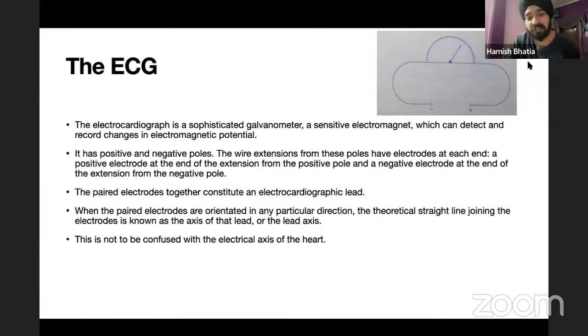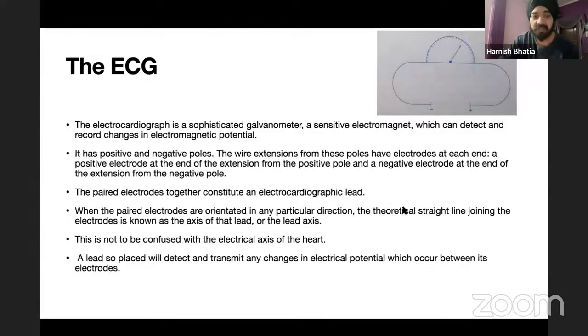So this is not to be confused with the electrical axis of the heart. The heart has its own electrical axis, which is different. So a lead so placed will detect and transmit any changes in the electrical potential which occur between its electrodes. So between these electrodes, whatever changes in the electrical activity happen, like it happens in the heart, which we saw in the last class, those will be recorded by this lead.